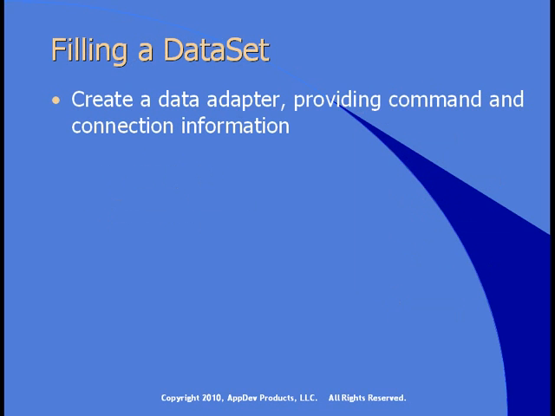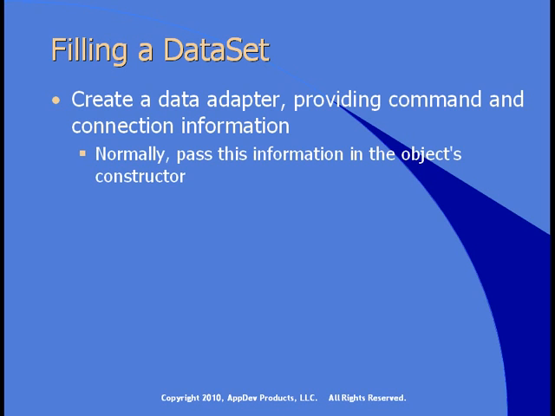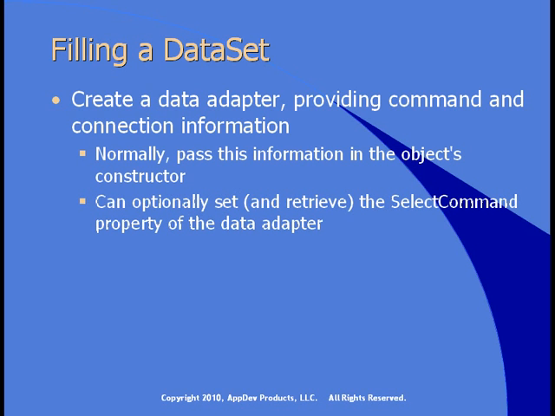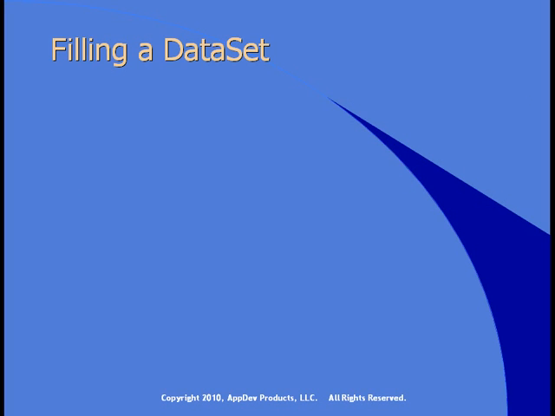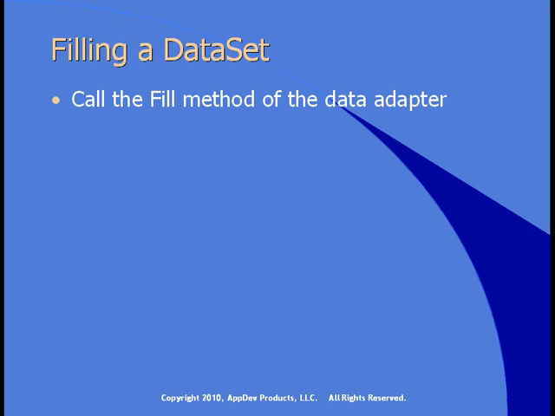So here are the steps to filling a data set. You first create the data adapter, providing command and connection information either in the constructor for the data adapter or later. Normally, like I said, you pass this in the constructor. You can optionally set or retrieve the select command property explicitly if you want, and you can change it once you've created that data adapter. Then you call the fill method of that data adapter, passing in the reference to the data set or the data table object that you want to fill.